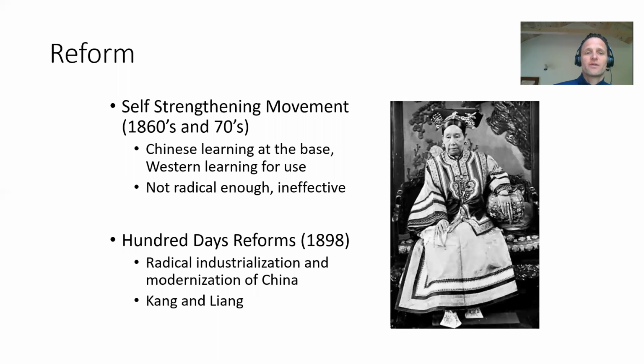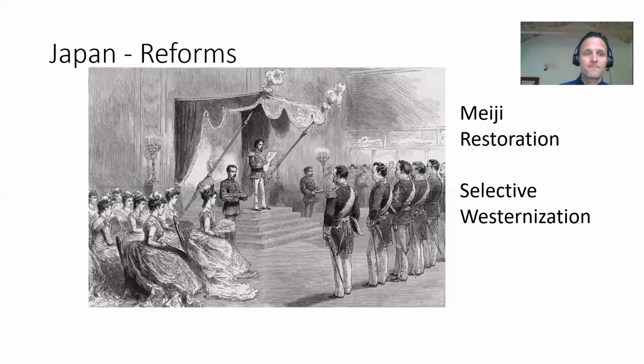The Self-Strengthening Movement was a movement to industrialize, to modernize its economy, to modernize the education system. The 100 Days Reform similarly was a more radical form of industrialization. The two reformers who led it were named Kang and Liang. Both of them were moderately successful. They built some railroads, they built some factories, but industrial transformation doesn't really come for China until after the Communist Revolution of Mao Zedong in the 50s with the Great Leap Forward.